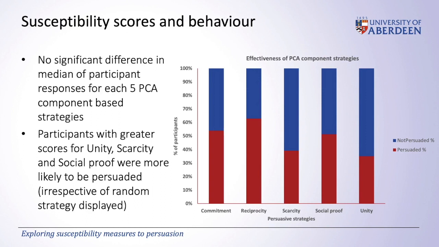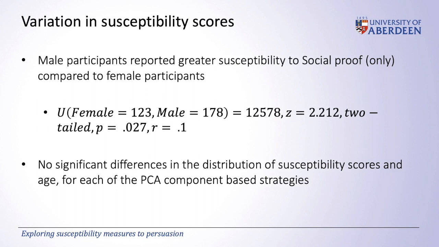We did discover that participants with greater scores for unity, scarcity, and social proof were more likely to be persuaded to complete the personality test, but this was irrespective of what persuasive strategy was applied. In terms of variation in susceptibility scores, male participants reported greater susceptibility to social proof only compared to female participants. There were no significant differences in susceptibility scores based on participants' age.